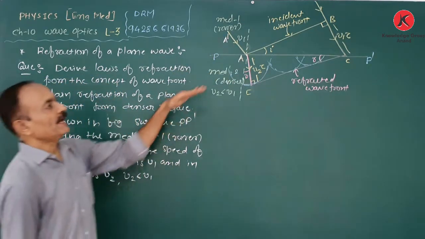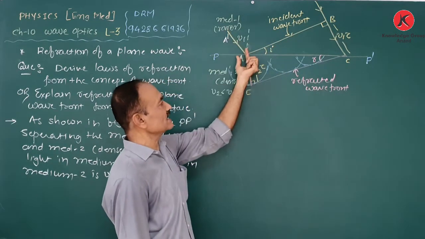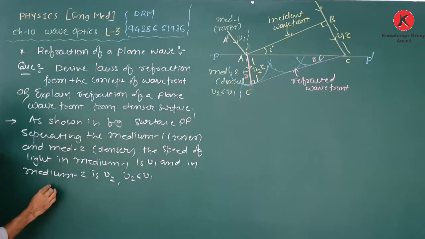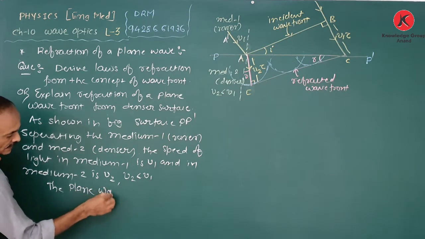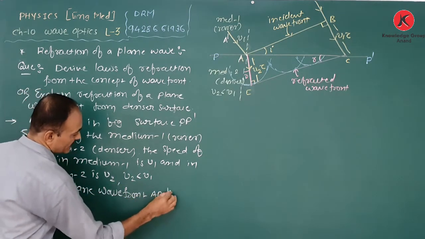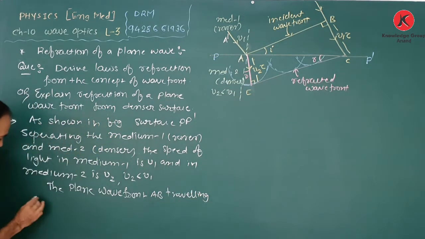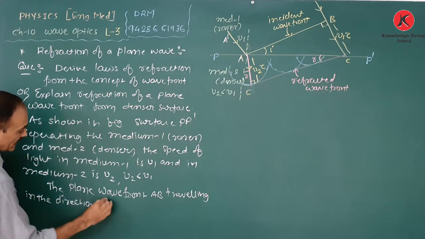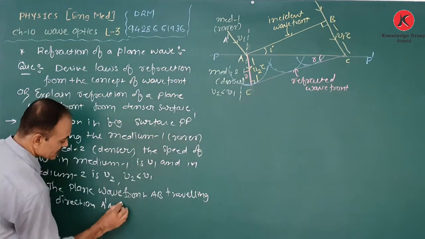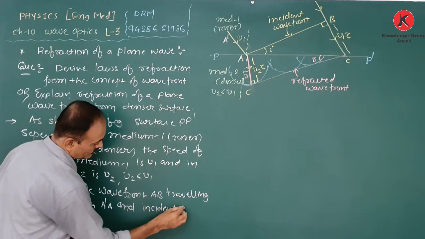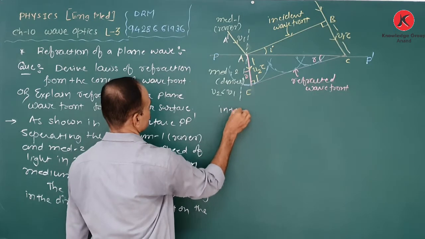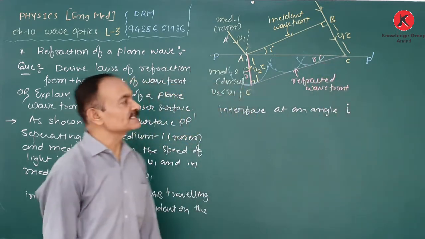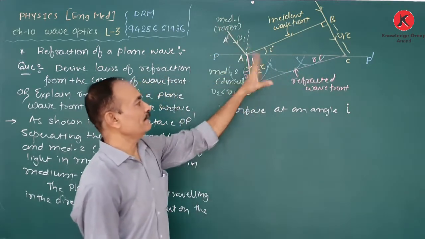Now, what is shown in the figure? A plane wave front AB traveling in the direction A dash A, that is traveling in this direction, and incident on the interface at an angle i. i is the angle of incidence at which the plane wave front is incident on the interface PP dash.